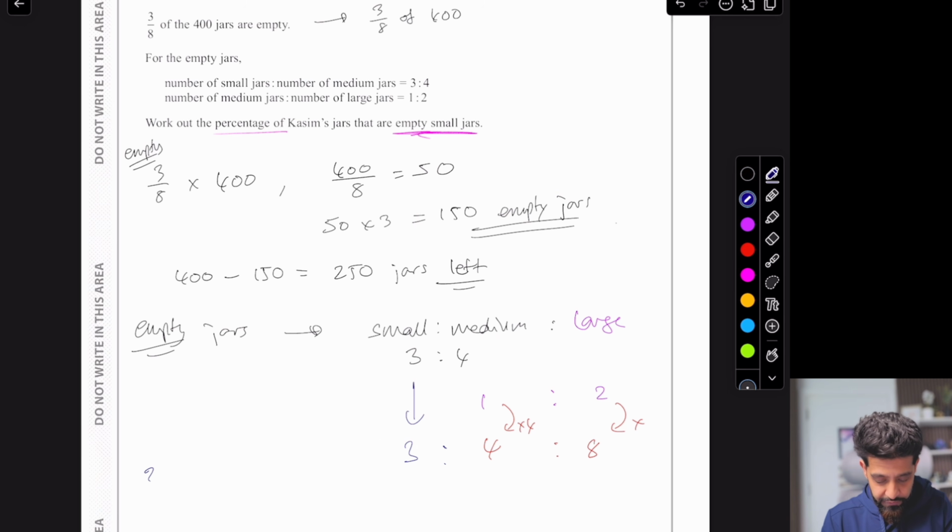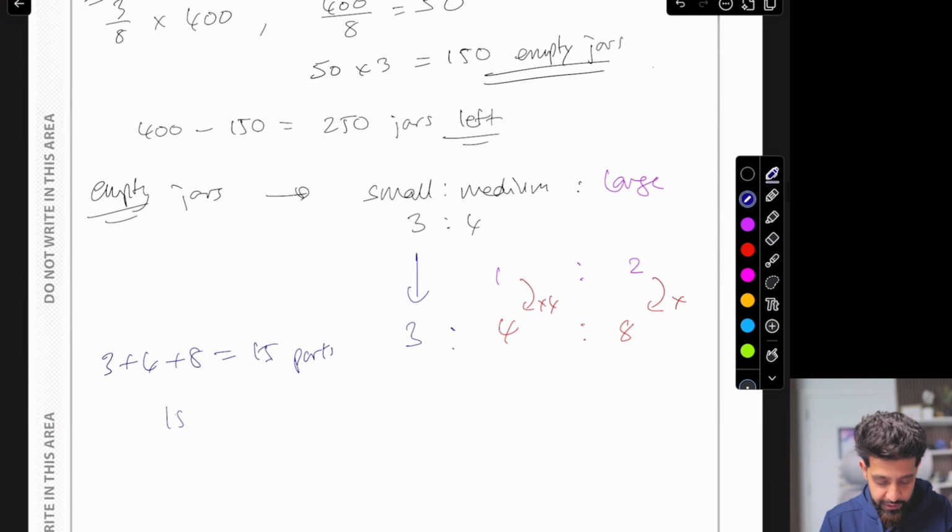So we need to add 3, 4, and 8 first. So 4 plus 8 is 12, plus the 3 is 15 parts. And then we need to do 150 divided by 15. Again, without a calculator. So if you cover up the 0, 15 divided by 15 is 1. Add the 0 back. So it's 10 jars in each part.